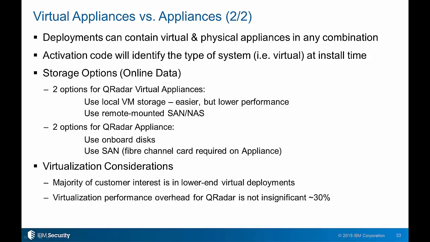There are several storage options that should be considered when deploying virtual or physical appliances. For virtual appliances, you should consider using local VM storage. It's easier to manage, but the performance is lower. Or you can also use remote mounted SAN or NAS storage, which will be faster. There are two options for QRadar appliances. You can use the onboard disks for storage or use a SAN, which will require a fiber channel card to be installed on the appliance.